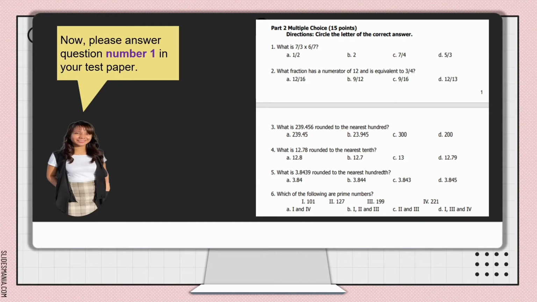Now please answer question number 1 in your test paper. What is 7 over 3 times 6 over 7? I'll give you time to answer. Ready? Go!